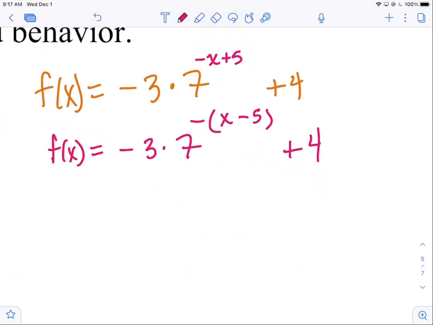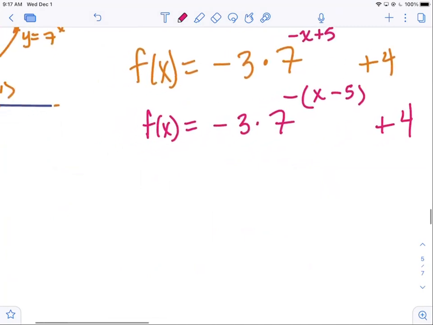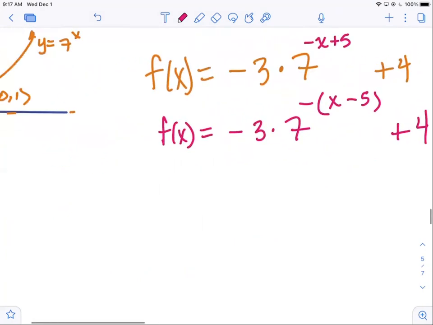I might have you on the quiz describe the sequence of transformations. So let's go ahead and do that. You can go from left to right. What is the negative in the front going to do? Let's number it because sequence is in order, right? Reflection across the what? X-axis.